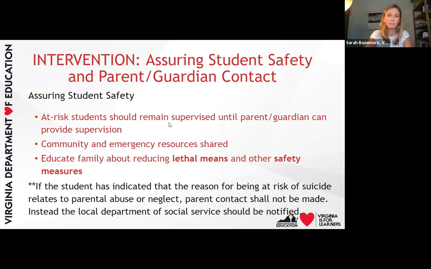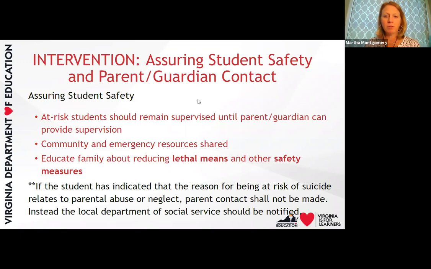As part of that documentation and notification, we want to make sure that we're sharing any community and emergency resources, hotlines, any information that the student or the family might need to access when they get home. And we talked about educating families about reducing lethal means. And Sarah also mentioned that if the student has indicated that their risk of suicide relates to parent abuse or neglect, then we need to notify social services instead of the parent. This happens very rarely, but it does happen in some cases, and that is in the Code of Virginia, and it's important that we make that clarification.